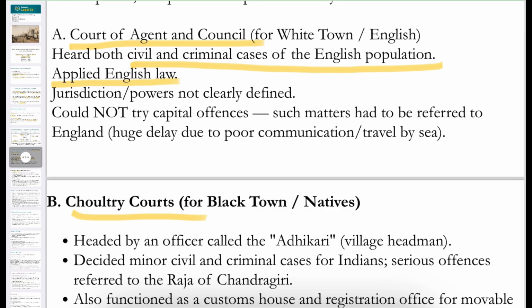Serious crimes had to be referred to England for a decision. And given that a one-way sea voyage could take months, this caused enormous delay, because the entire case had to go to England. So it caused huge delay.